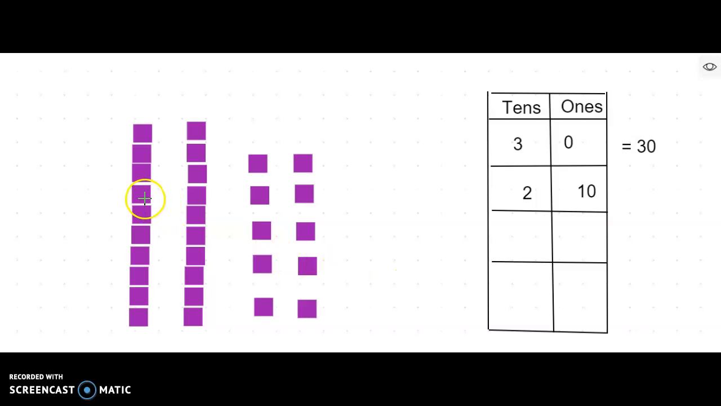Watch. 10, 20, 21, 22, 23, 24, 25, 26, 27, 28, 29, 30. So even though I took that group of 10 apart, I still have 30 here. I have 2 groups of 10 and 10 loose ones. So 2 10s and 10 loose ones equals 30.